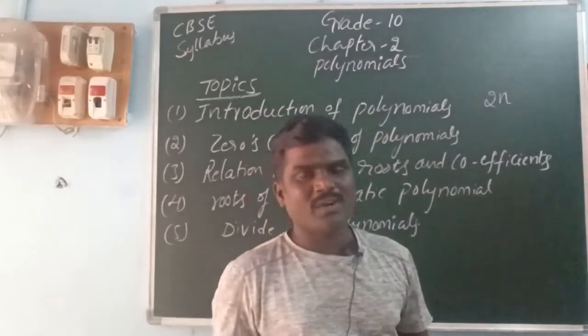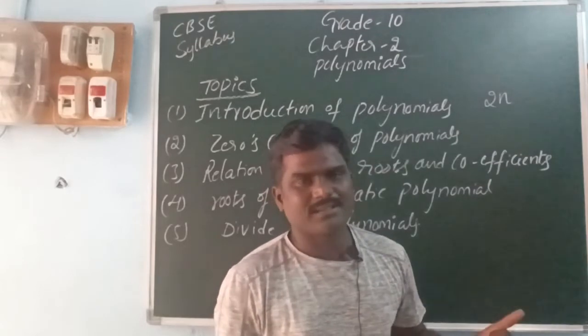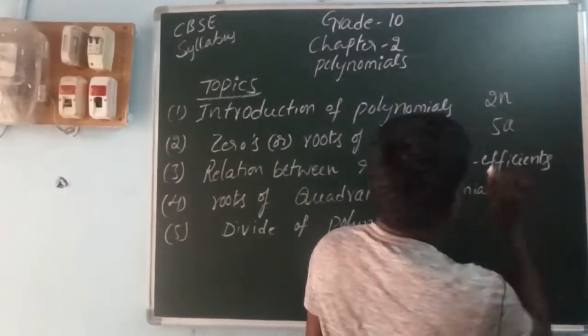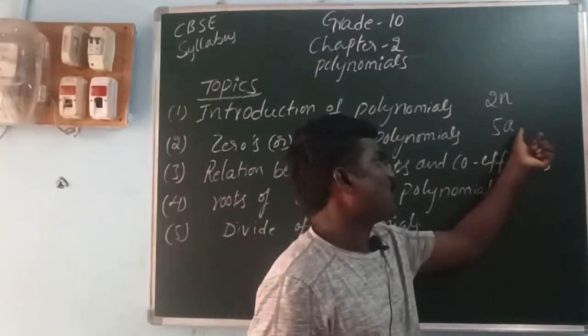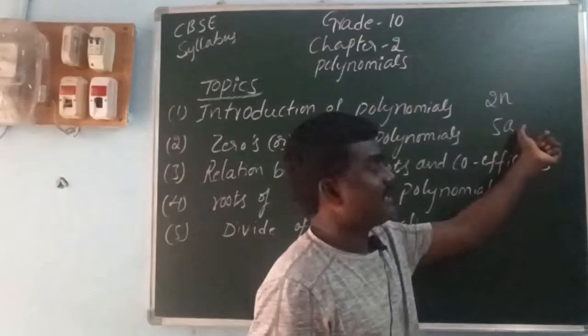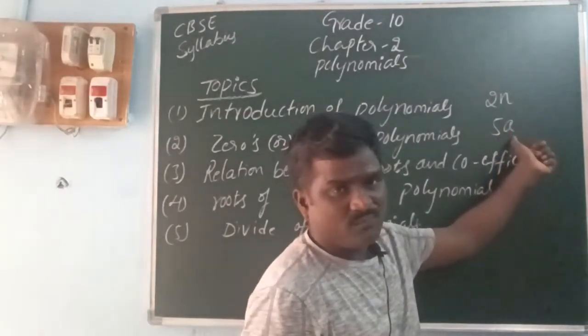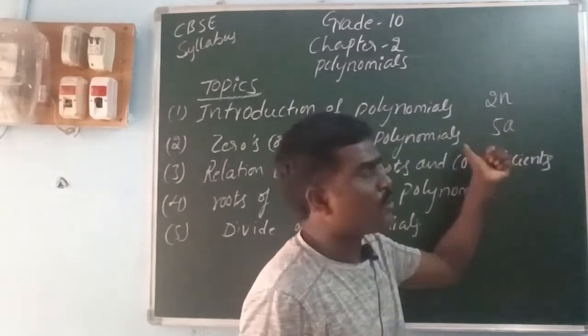Variable means a symbol that can change for any numerical value. That symbol is called a variable. For example, here 5a. 5a means 5 into a. Here in the place of a, we take any numerical value. Then this total changes. In the place of a, we take 1. So 5 into 1, 5. 5 twos are 10. 5 threes are 15. 5 fours are 20. 5 fives are 25, and so on.